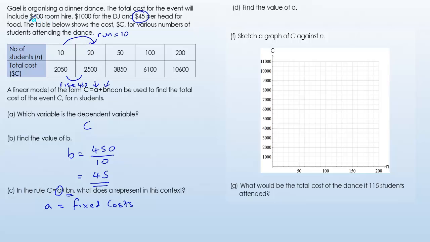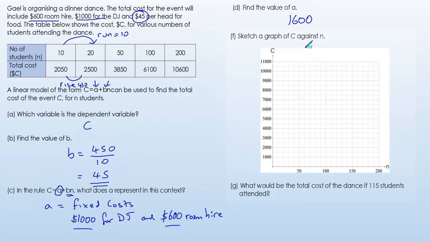And what do those represent? So that's going to be the 1,000 for the DJ and the 600 for the room hire. So we want the value of A. Well, it's just going to be these two things added together. It's going to be 1,600.